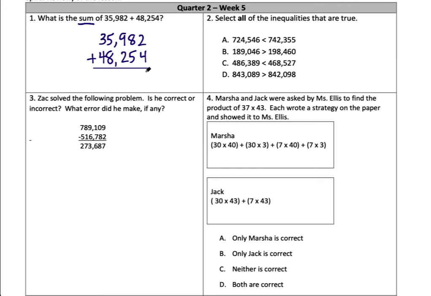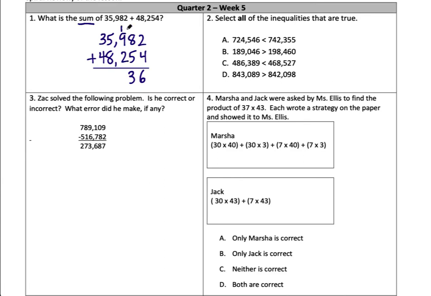Let's add the ones place first. 4 plus 2 is 6. And in the tens place, 8 plus 5. Remember, it's 80 plus 50, but we're going to write it in the tens place. 8 plus 5 is 13. 13 tens would be 130. And then hundreds place, we have 900 plus 200 plus one more.